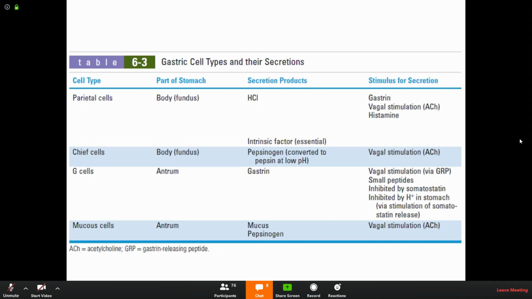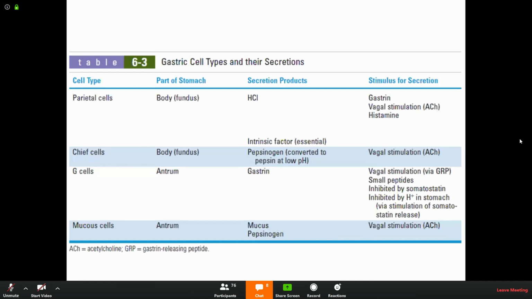Only histamine stimulation can cause more secretion of the parietal cell. It has the potent effect on parietal cell secretion. The chief cells secrete the pepsinogen in response to vagal stimulation.